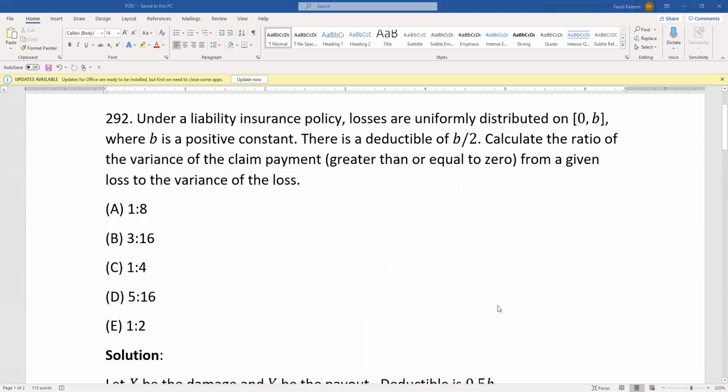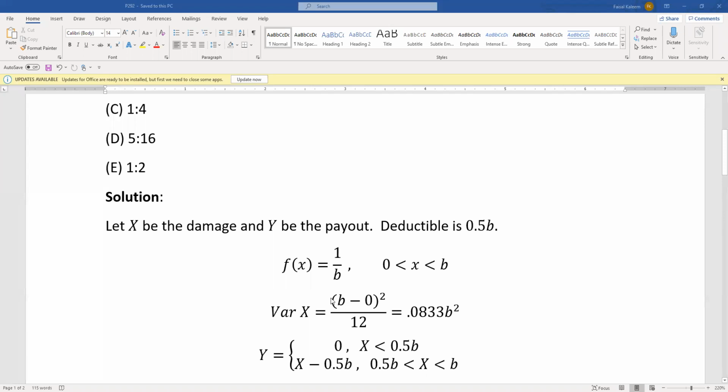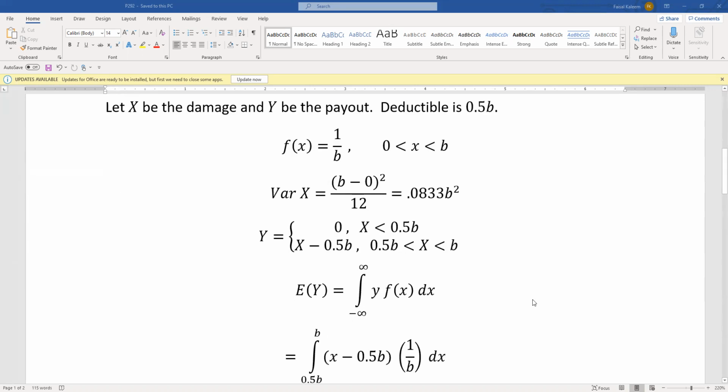We are given that the loss is uniform on 0 to B, therefore f of x equals 1 over b, for x between 0 and b. And we know that the variance of a uniform distribution is (b minus a) squared by 12. So (b minus 0) squared by 12 equals 0.0833b squared.